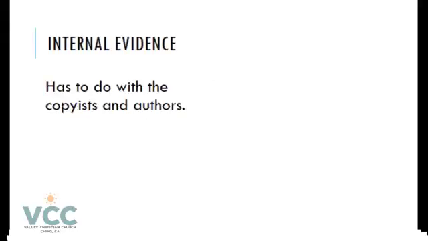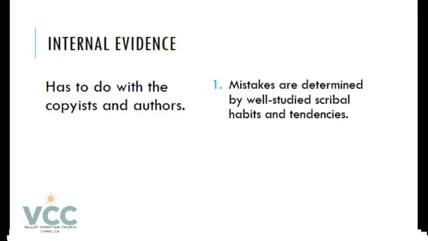Let's talk about internal evidence. This has to do with the copyists and the authors. Mistakes are determined by well-studied scribal habits and tendencies. If we know who the copyist was, or we can determine that this text and this text were copied by the same guy, we can go back and look and ask, what were their habits? What were their practices? Did this make sense to them? Do the errors make sense, I should say, between A and B? Can we identify who this person is? And then can we say, well, this is clearly a mistake because when he did this, it was different, that sort of thing.